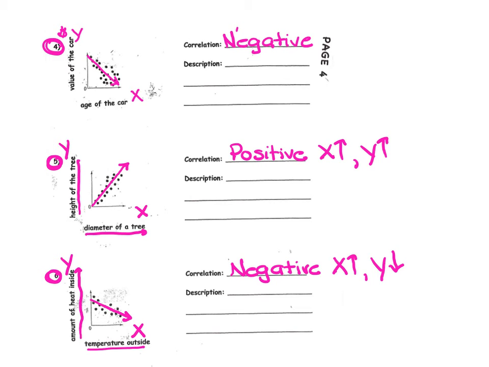It's your job now to take a moment and write a description for each of these correlations. Pause the video, and when you're ready, turn the video back on. Make sure you use the labels that you see on each graph to write a good description. Please pause the video now and turn it back on when you're ready to check your work.